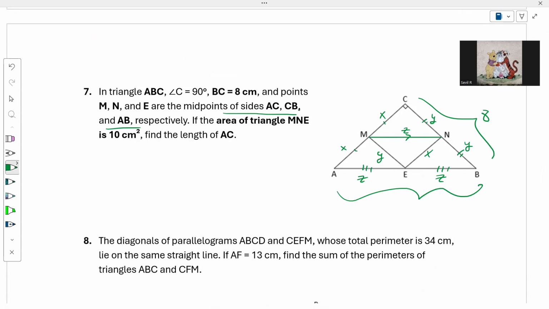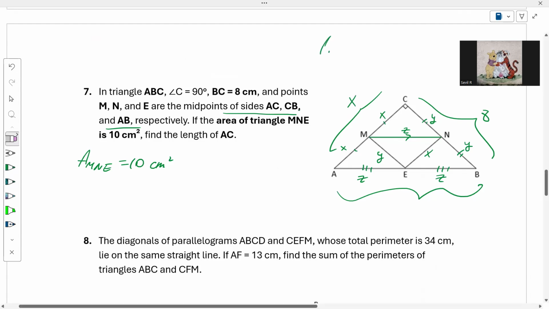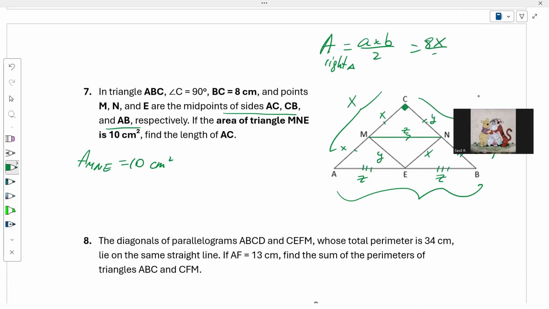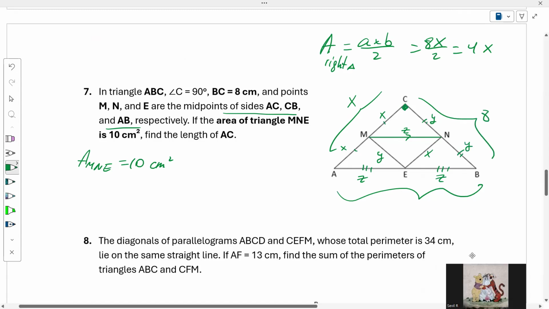If the area of triangle M and E equals 10 centimeters squared, find the length of AC is the question, guys. Again, in a right angle triangle, the area is A times B over 2. Okay, so we have the hypotenuse here, we have 8, we need x over 2, which is, let's write 4x quickly. To find this x, it's consisting of 2x, guys. Later, we will deal with that part.